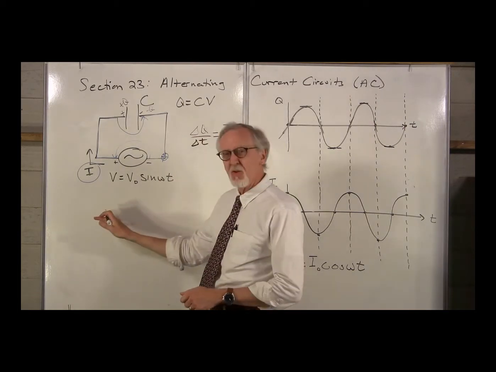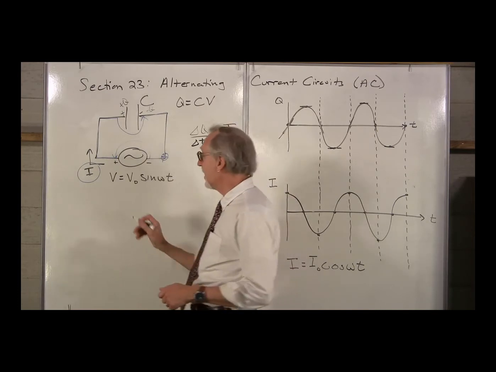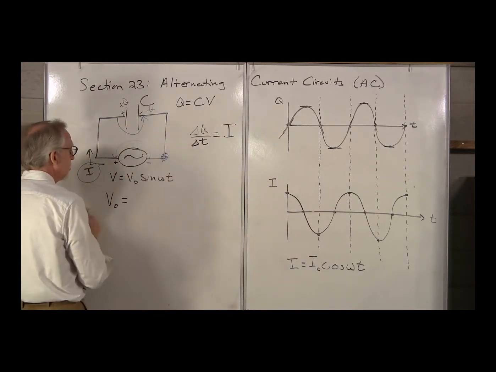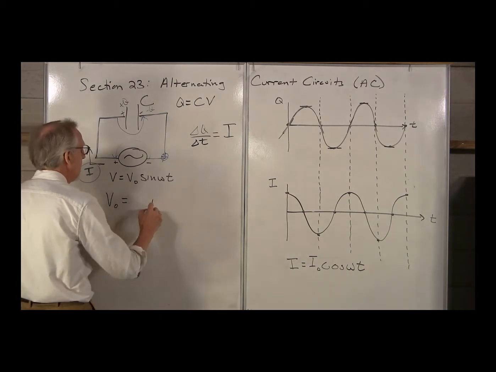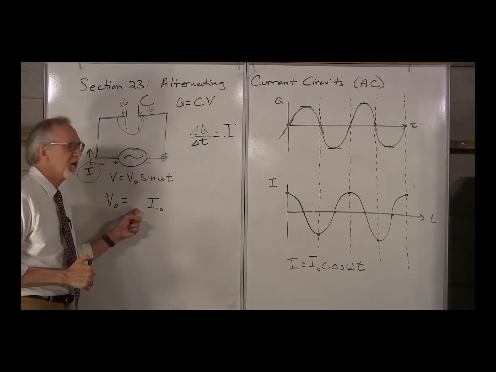So we might write an equation that shows that proportionality, and we might say that V naught is proportional to or equal to something times I naught. But what should we put in here?